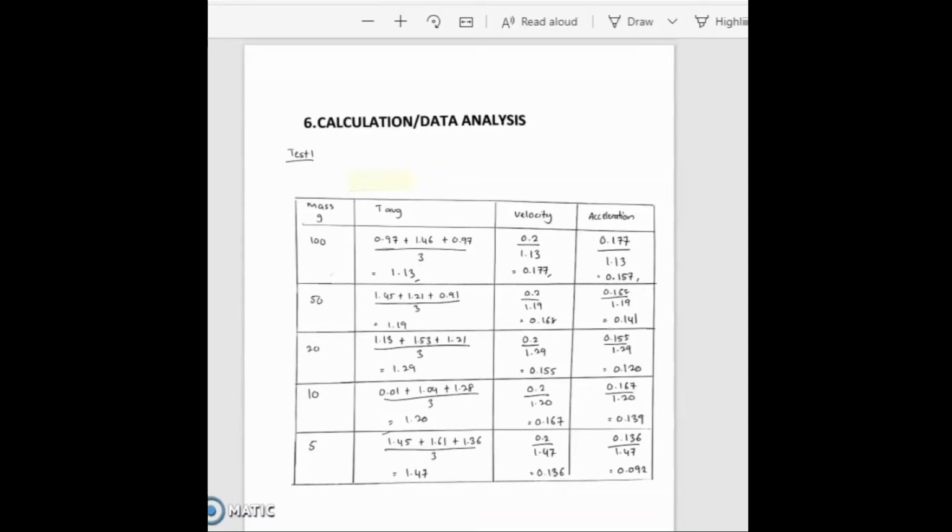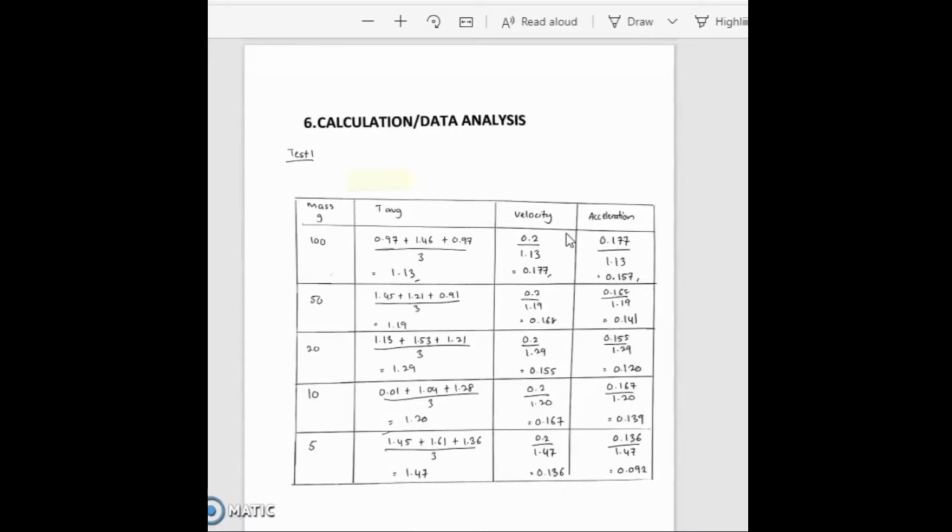And the value for velocity for test 1 we get 0.177 for 15 gram, 0.168 for 20 gram, 0.155 for 10 gram, 0.167 for 5 gram, and 0.136.